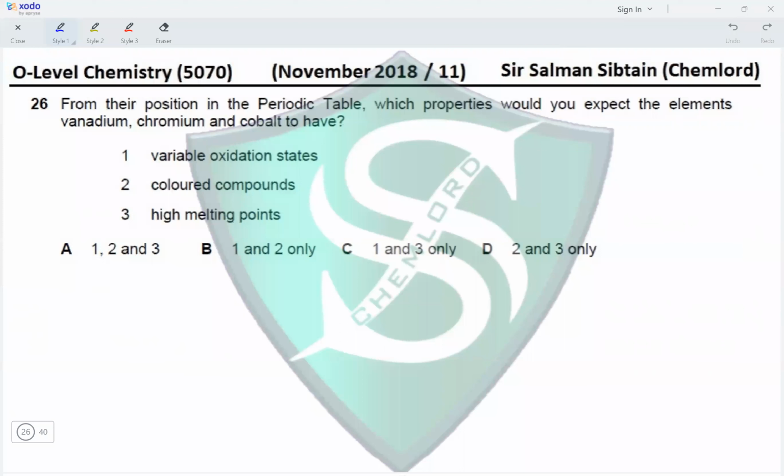Question 26. From their position in the periodic table, which properties would you expect the elements vanadium, chromium, and cobalt to have? So all three of them are transition elements. So the properties we are looking at should be the properties of transition elements.